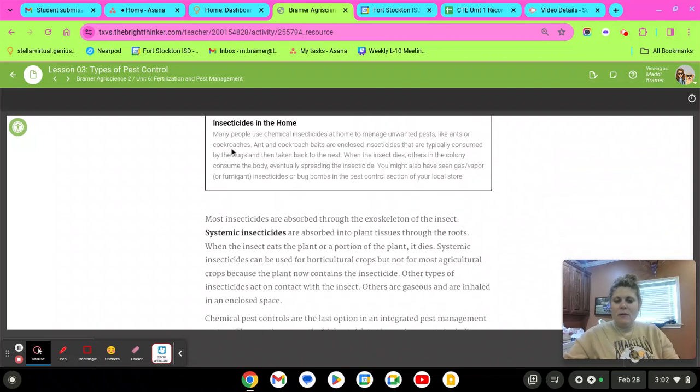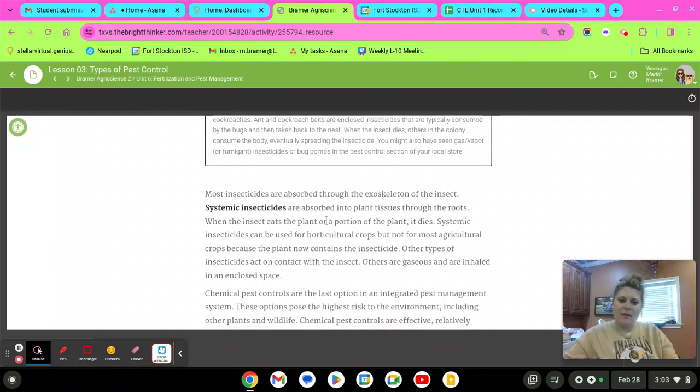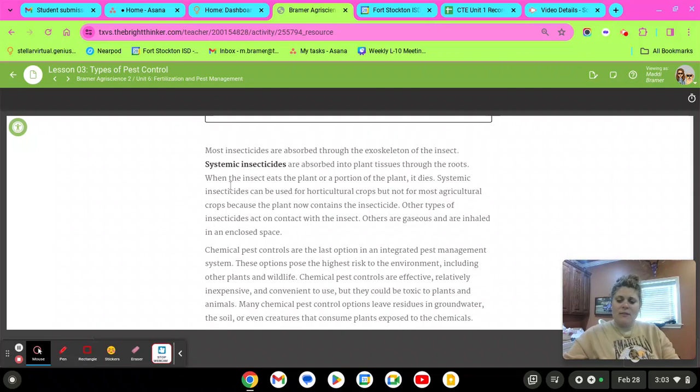A lot of people use them in their home, like cockroach and ant bait, those sorts of things, bug bombs. So there are some that are made for the home, but you do need to follow the instructions. Like if you set off a bug bomb, you're not supposed to enter the house for like 12 hours. Most insecticides are absorbed through the exoskeleton of the insect.